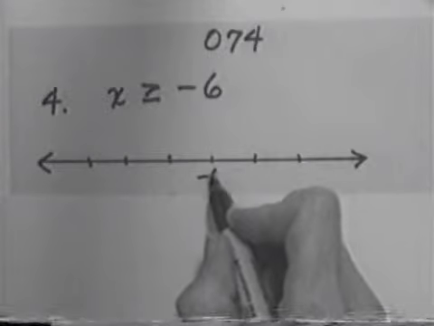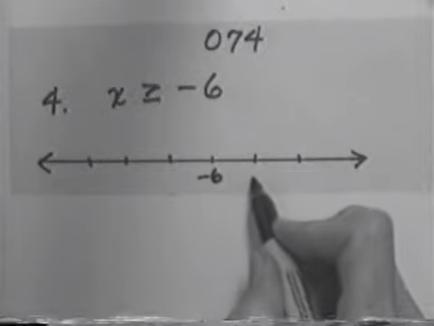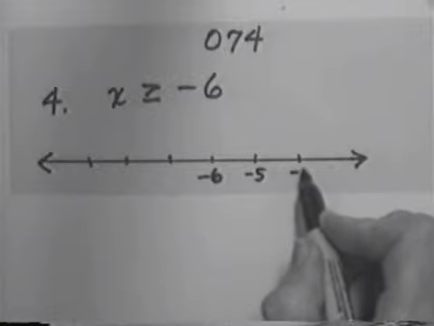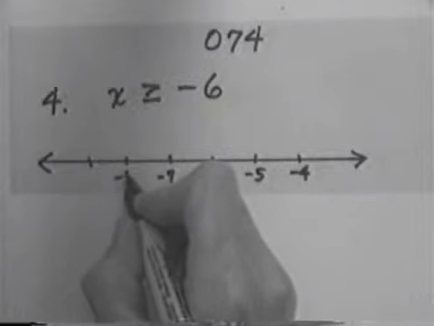Our next example. X is greater than or equal to negative 6. The boundary number this time is negative 6, and so I'll pick a convenient spot and call that the negative 6 point. To the right of negative 6 I have negative 5, negative 4, and so on. To the left I have negative 7, negative 8, negative 9, and so on.